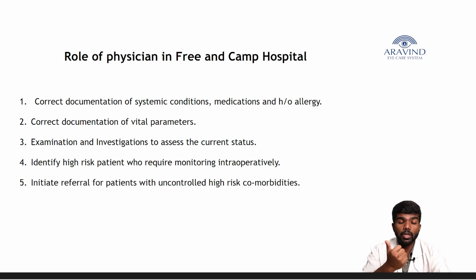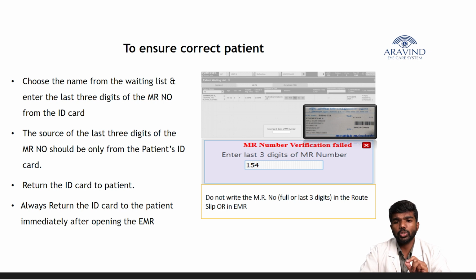Documentation of history, documentation of vital parameters, examination and investigations, identify high-risk patients who require monitoring intraoperatively, and initiate referral for patients with uncontrolled high-risk comorbidities. Now I will talk in detail about each of these points. Always ensure that the case sheet or rule slip in front of you belongs to the patient you are examining. Make sure that you use the ID card and MR number of the patient to open the EMR.